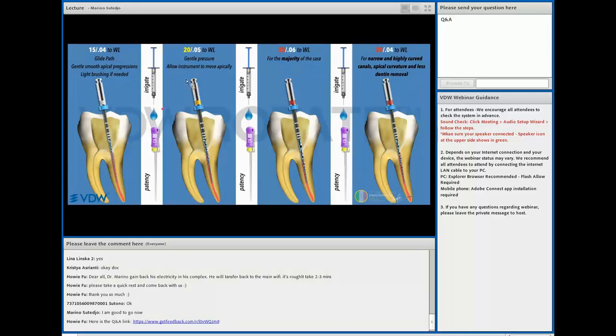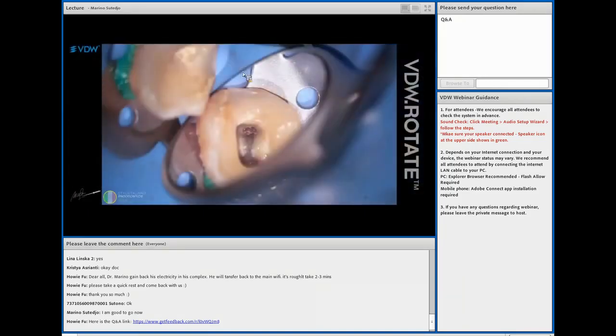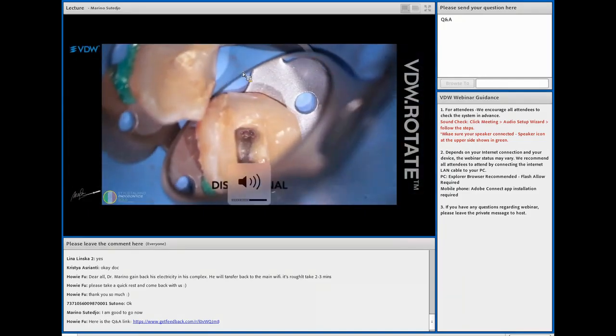Don't forget to do some irrigations, and you can continue with the 2005, and then you can continue with the 2506 for the majority of the case. But for the highly curved canals, or maybe very narrow ones, you can continue with 2504 rather than the 2506. So this is the case that I started to use with the VDW rotate.